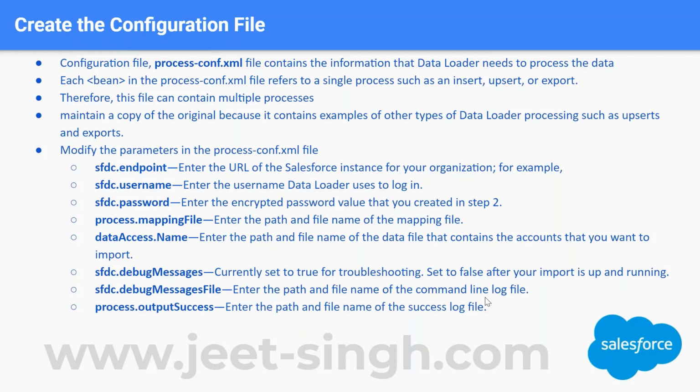Process.outputSuccess. This is where you define the location where you want to store the success log file. So we have discussed this earlier. We can define a location where our success and error log files will be stored. So when we are working with command line data loader, process.outputSuccess is where you will define the location where your success log files will be stored. And process.outputError is the location where your error log files will be stored.